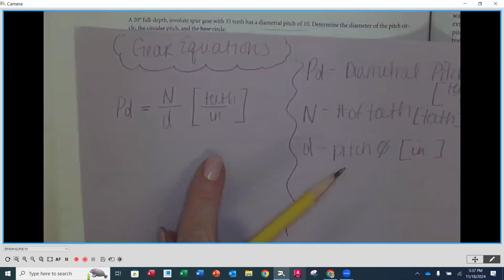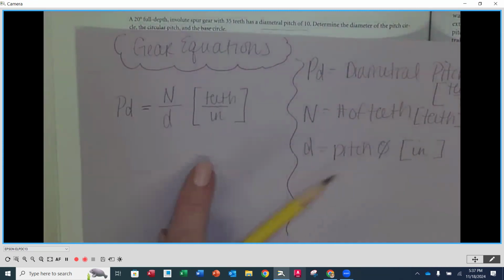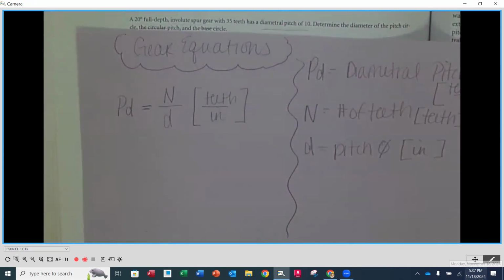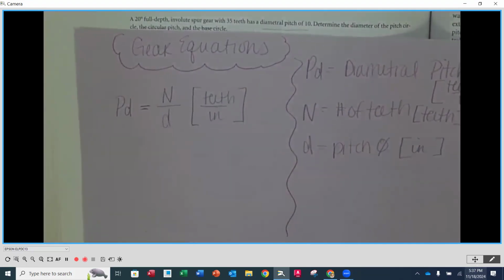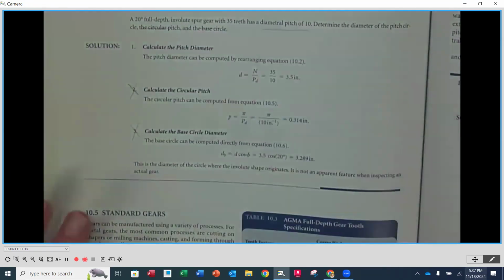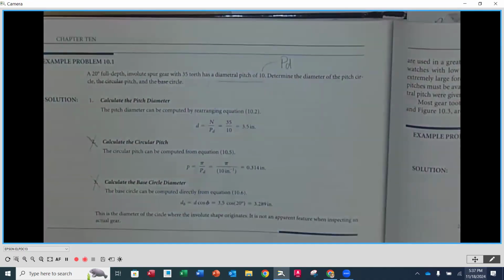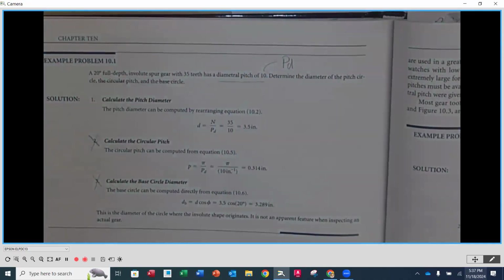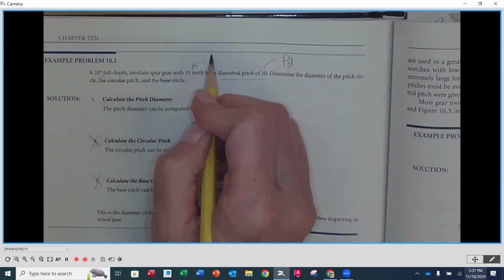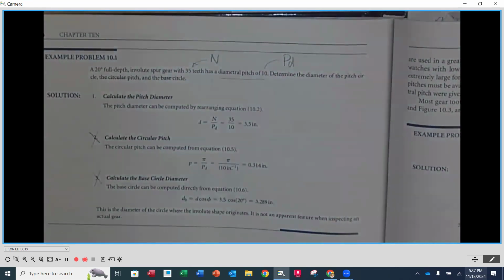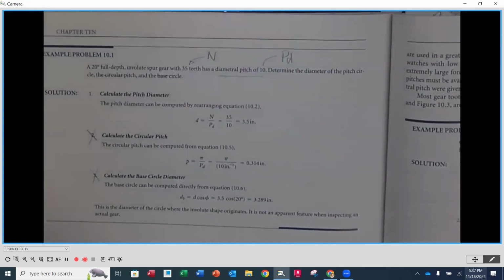Using our gear equations here, we only have one on our equation sheet right now, but we are going to use our diametral pitch equation and the relationship between the teeth and the diametral pitch. So we need to look up here and decide what we are given in this problem. It already tells us that we have a diametral pitch of 10, so this is going to be our P sub D, right? And then it's telling us that the number of teeth is 35, so that's going to be N. So we have two of the three variables in that equation.